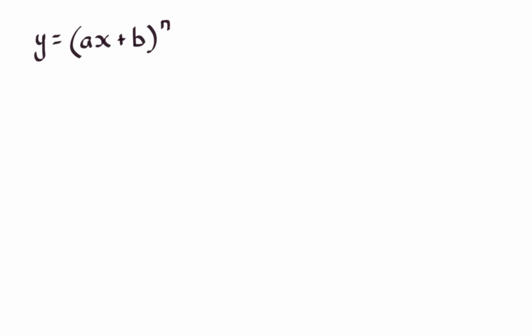So we've just focused on (ax + b)^n. But what happens if we generalize this? So it's not just something of the form ax + b in the brackets, but rather some general function of x that is now to the power of n.